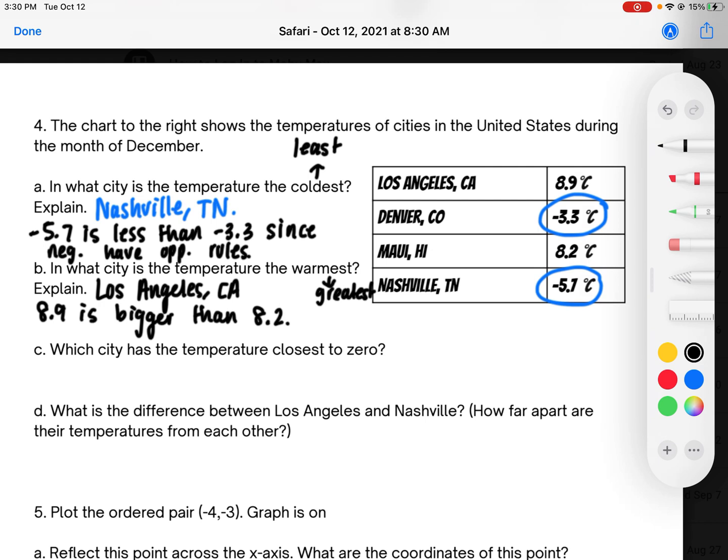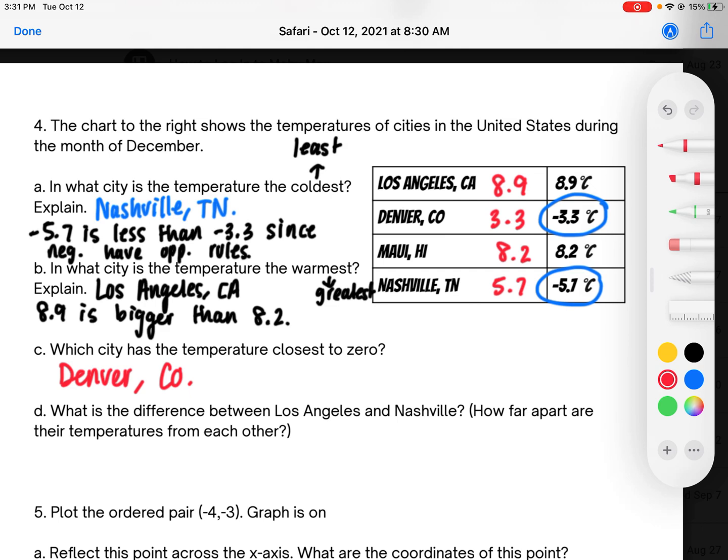All right. And then in which city is the temperature closest to 0? Remember, absolute value gives us distance from 0, and distance from 0 is always positive. So in this case, the absolute value of all of these would just be positive values. And of course, we know Denver, 3.3, would be closest to 0 in that case.